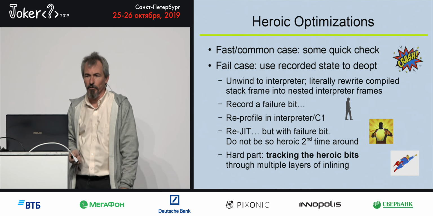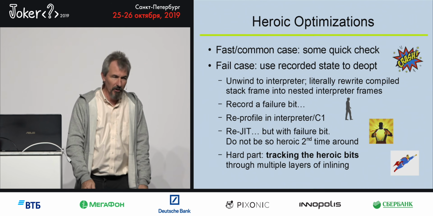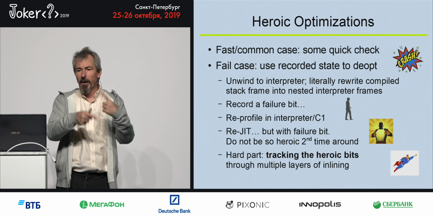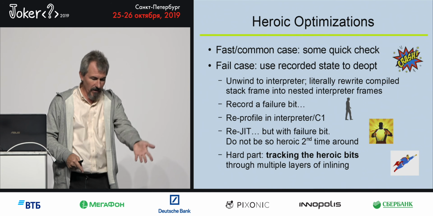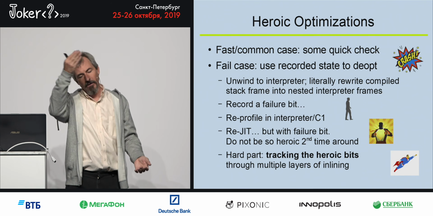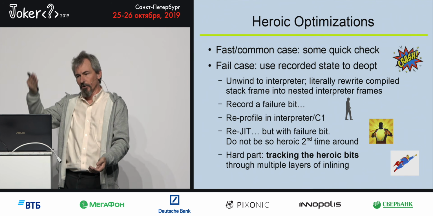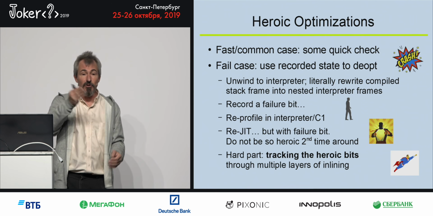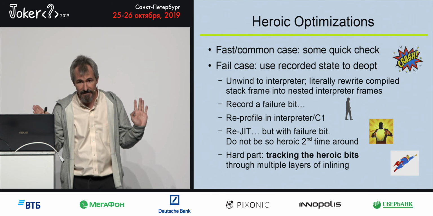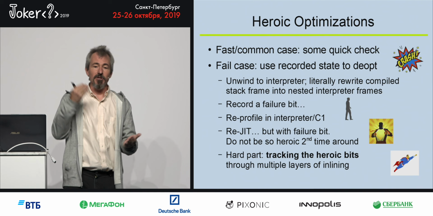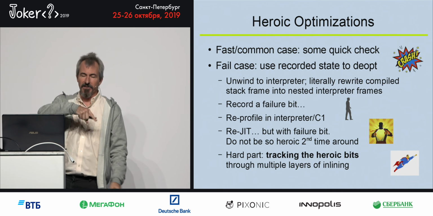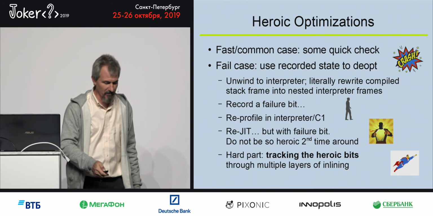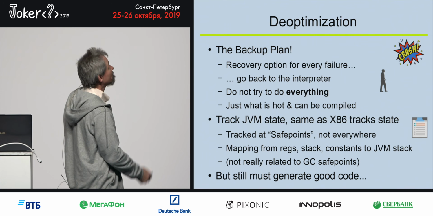For instance, there are lots and lots of these. The hard part is tracking those heroic bits through multiple layers of inlining. If you don't get that right, you get in this endless deopt recompile cycle where you optimize, you execute, you hit the heroic fail, you deopt, you go to the interpreter, you reprofile, you go back to rejit, you miss the heroic bit because you set it in the wrong place. So you do the same heroic optimization, which fails the same way a second later, and you're endlessly compiling and deopting, compiling, deopting. We had a lot of these bugs before. It took a while to get most of these bugs out.